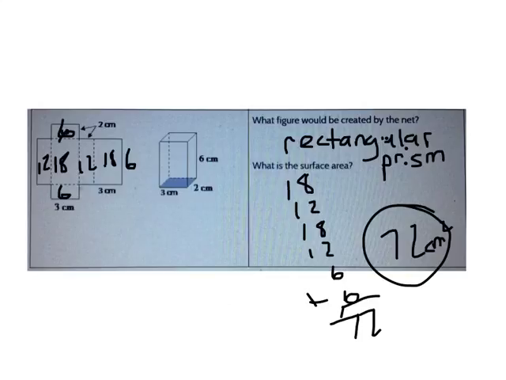You've done a great job with this video. Now it's time to move to IXL Practice FF15.